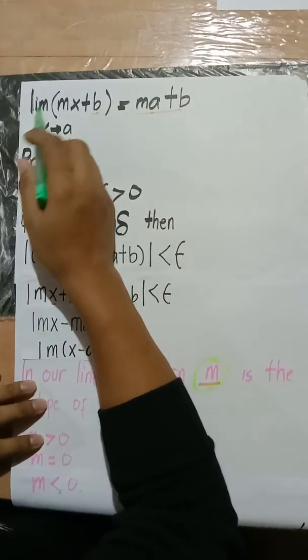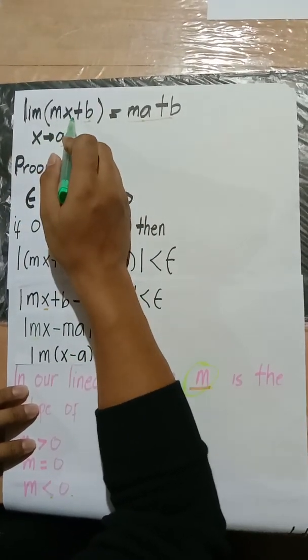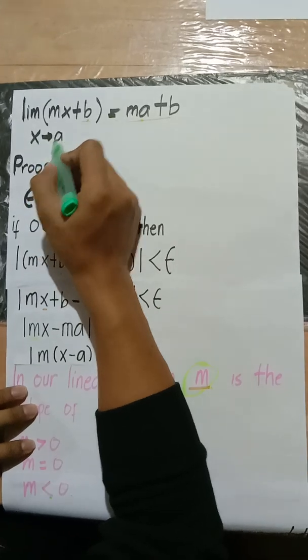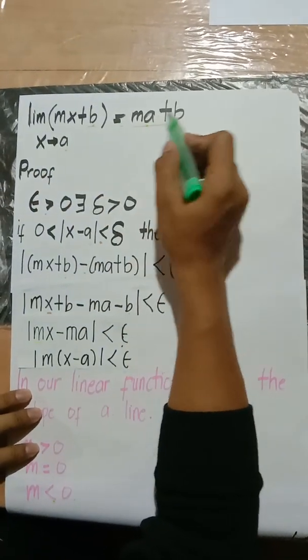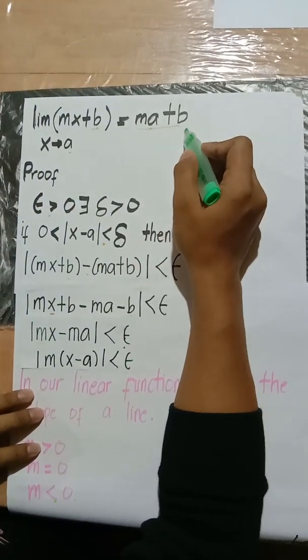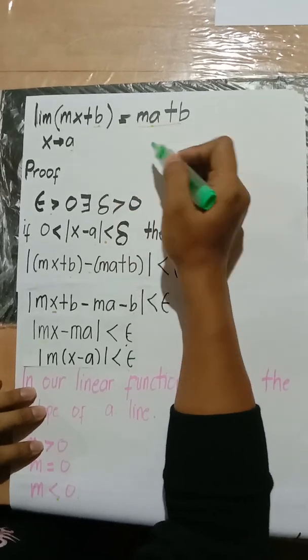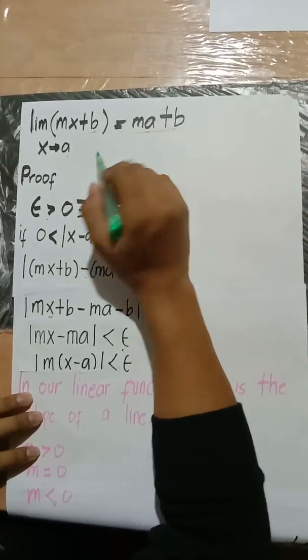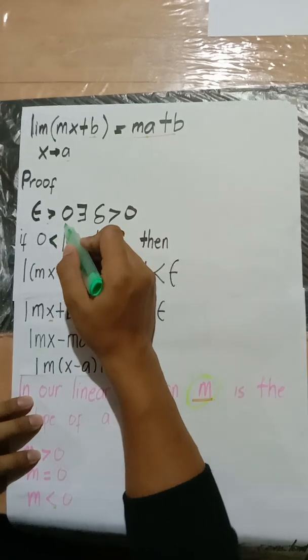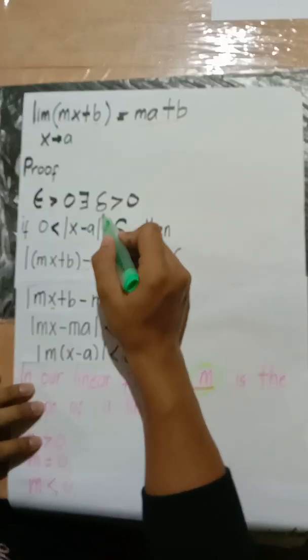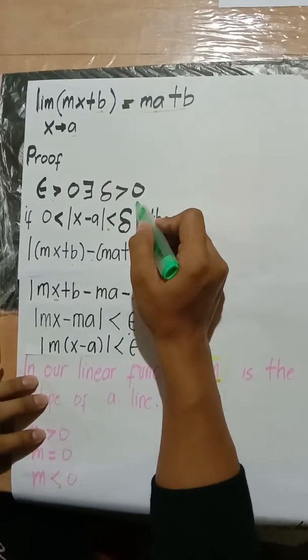So this time, we are going to prove that the limit of mx plus b as x approaches a is equal to ma plus b. We'll use the epsilon-delta definition to prove this. So for every epsilon greater than 0, there exists delta greater than 0.